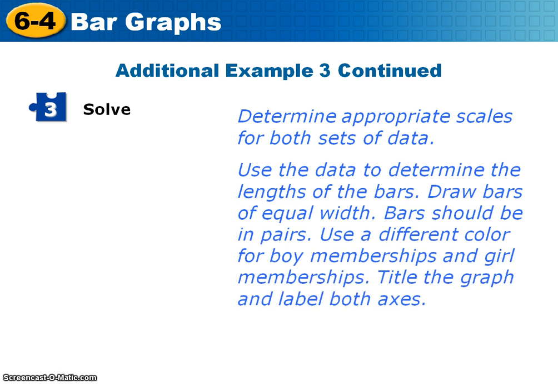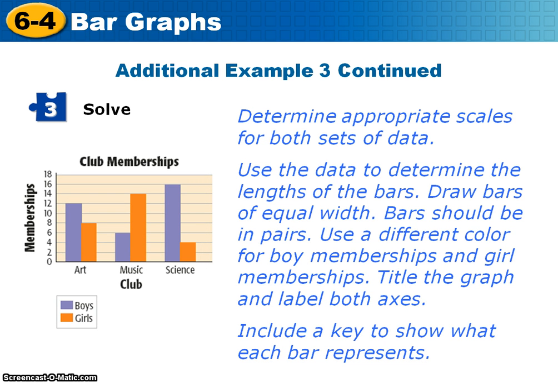All right, so here's our graph. We're going to determine the appropriate scales for both sets of data. So in this case, we need to go all the way up to 18 so that our science club for boys didn't run off the side of the graph. Use the data to determine the length of the bars. Draw the bars of equal width. Bars should be in pairs. Notice the orange and purple bars all touch, but the science bars don't touch the music bars. And then we also have a legend to label boys and girls, because you're not going to write boys and girls, boys and girls, boys and girls under each column. That's why you use a key.